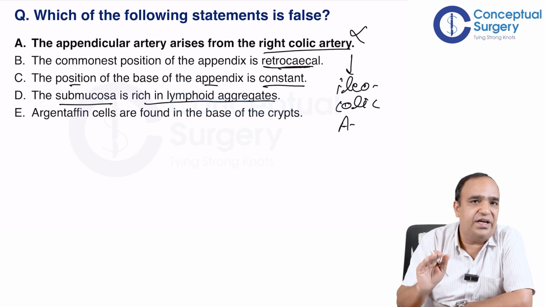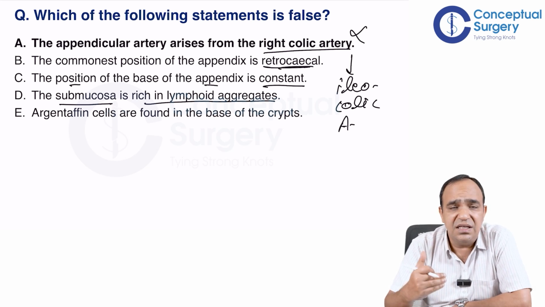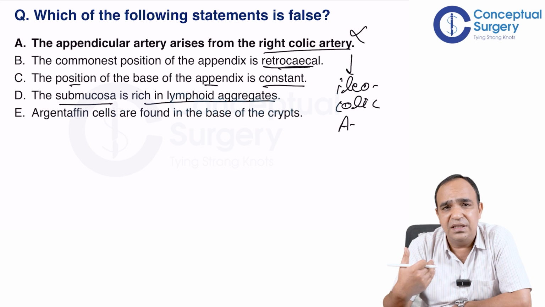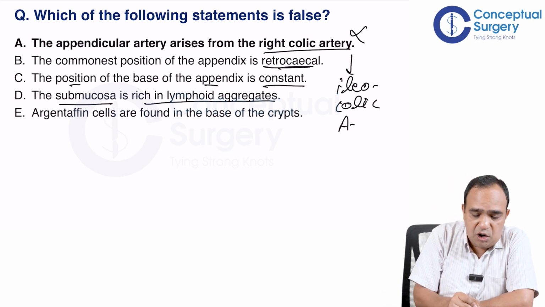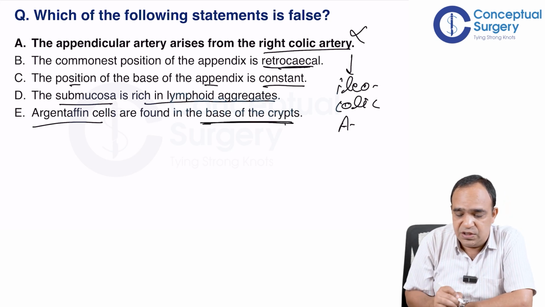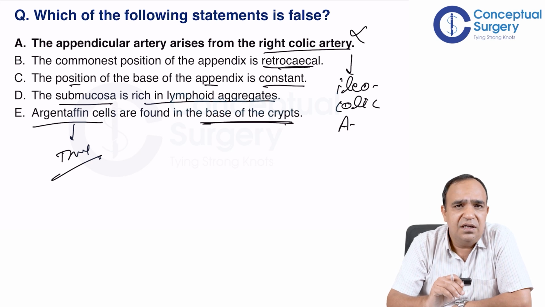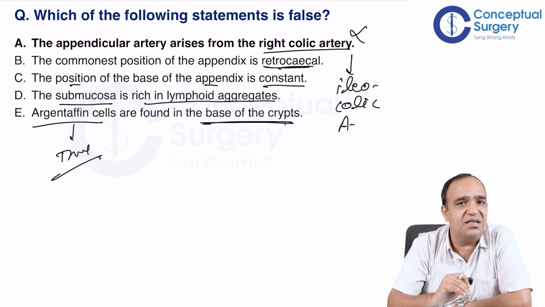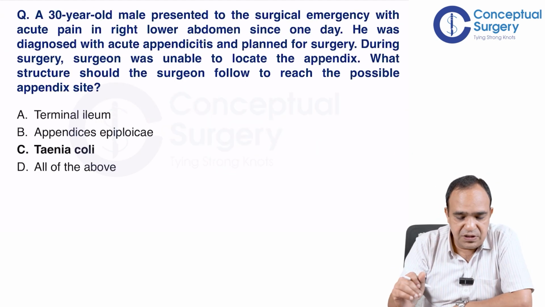Submucosa is rich in lymphoid aggregates. That is true. It is rich in lymphoid tissue, and this lymphoid tissue is the starting event in acute appendicitis. Now, argentaffin cells found in the base of crypts, yes, this is true. We'll see there is a very prominent tumor in appendix, that is carcinoid tumor, that starts with the argentaffin cells. The origin is these argentaffin cells. We also call it argentaffinoma. I have a question in the end. We'll discuss it there in detail, right? So that's the first question.